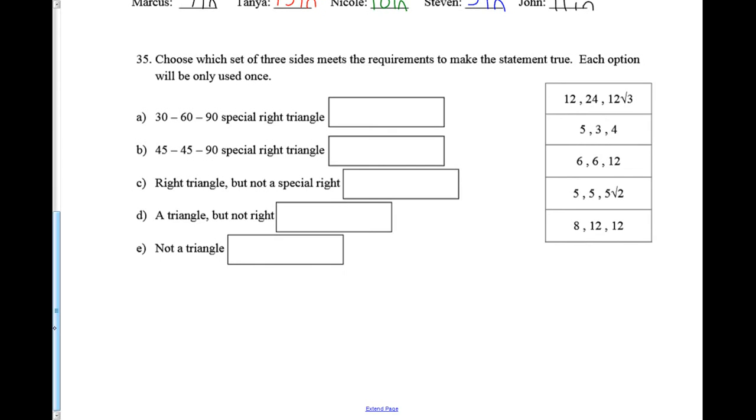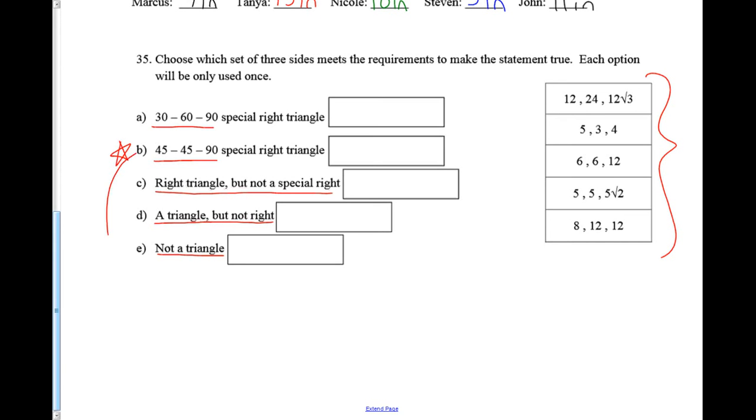Question 35. So we have a set of possible lengths for a triangle. And then we have to place them, whether we have a 30-60-90 triangle, a 45-45-90 triangle, a right triangle, but it's not 30-60-90 and it's not 45-45-90, a triangle, but it's not a right triangle, or these three sides don't make a triangle at all. So the thing that I would probably start with is B.